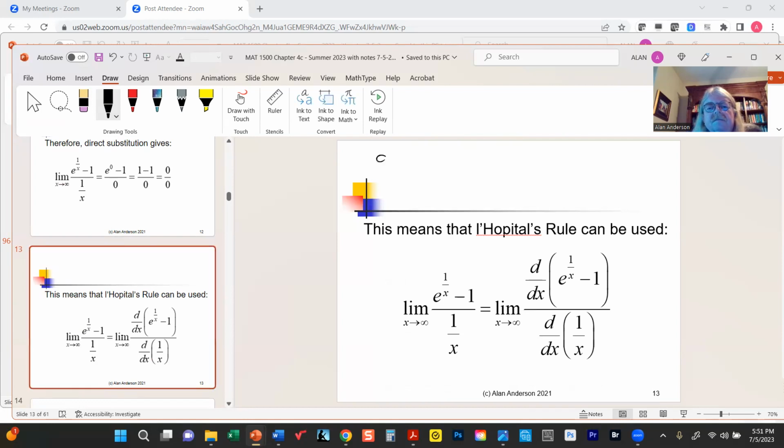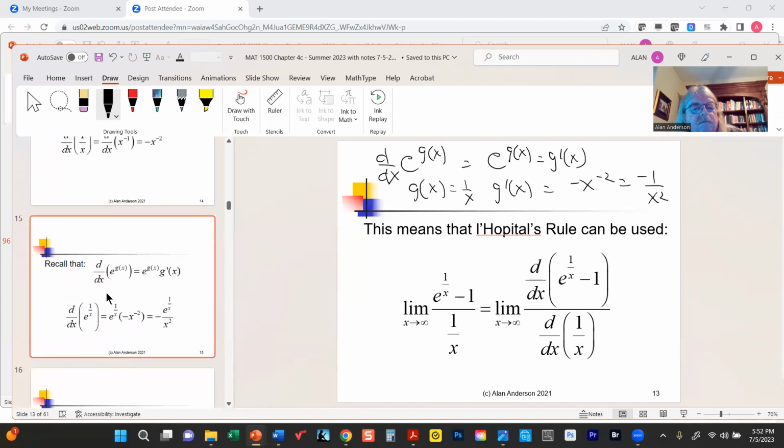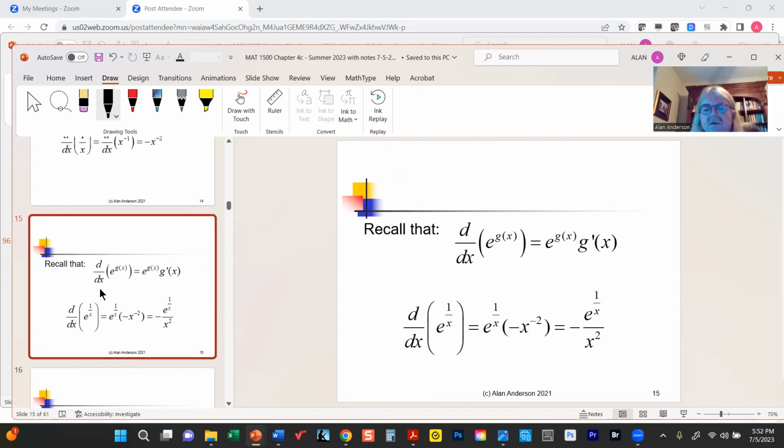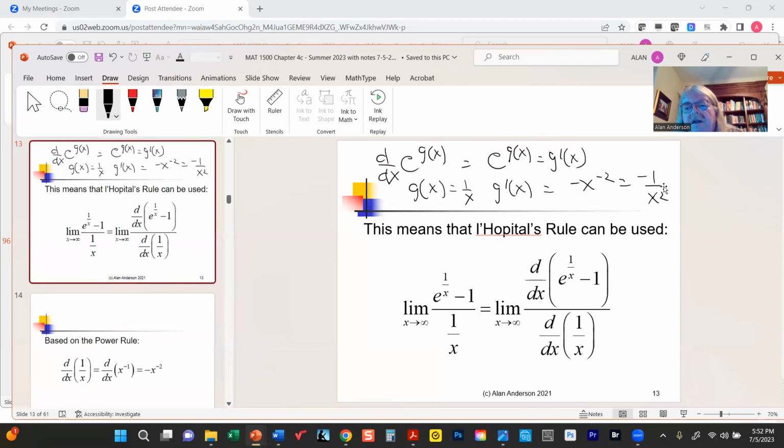And if you recall, based on the chain rule, here g of x is 1 over x, which means that g prime of x is negative x to the minus 2, or negative 1 over x squared. It's the power rule. So the numerator has a derivative of e to the 1 over x times negative x to the minus 2, or we can simply rewrite this as negative e to the 1 over x over x squared. The denominator, the derivative of 1 over x, is, as I set up here, negative 1 over x squared.